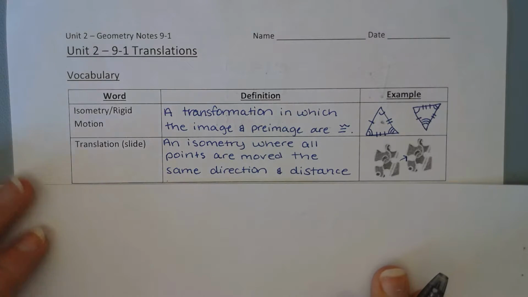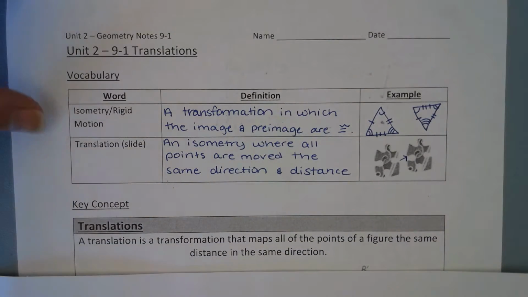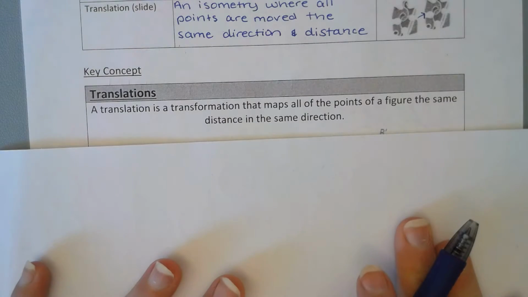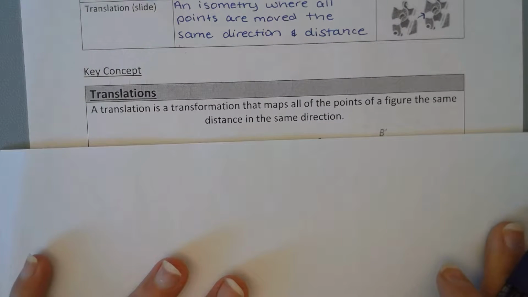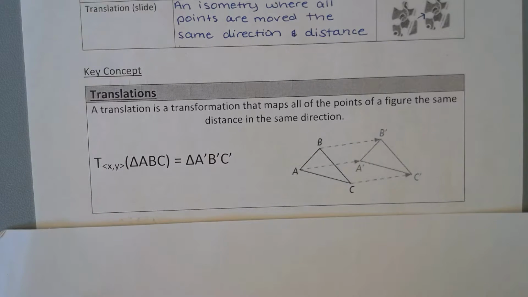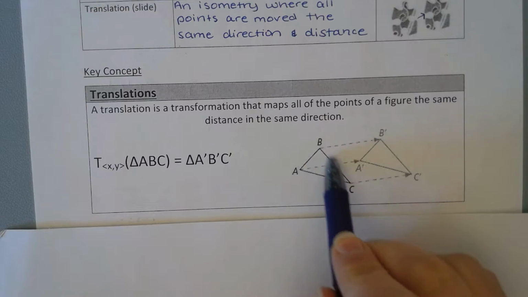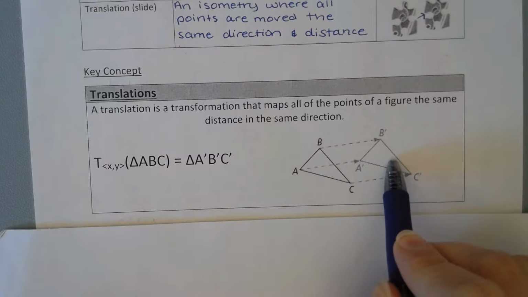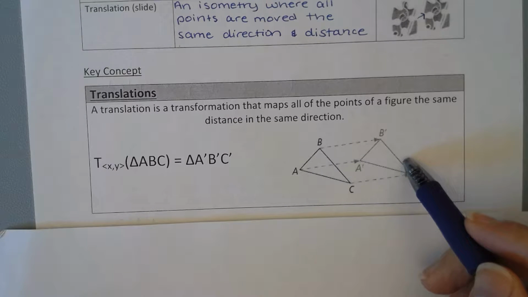All right, next let's talk about our key concept. So for our key concept, we're going to go further into translations again. That definition is that it maps all the points of a figure the same distance in the same direction. So take a look at this image we have here. We have triangle ABC, and then we have another triangle here, ABC. Now these triangles look the exact same, but this one's just moved over to the right a little bit.